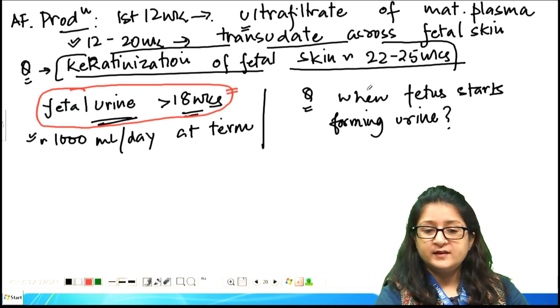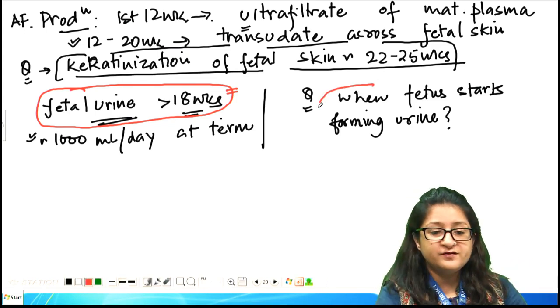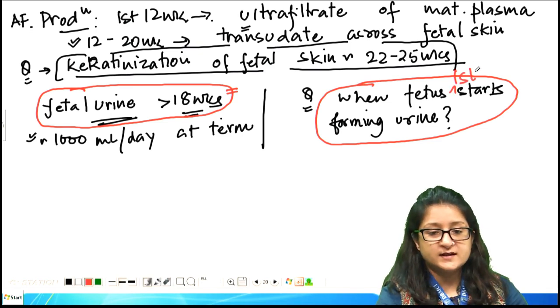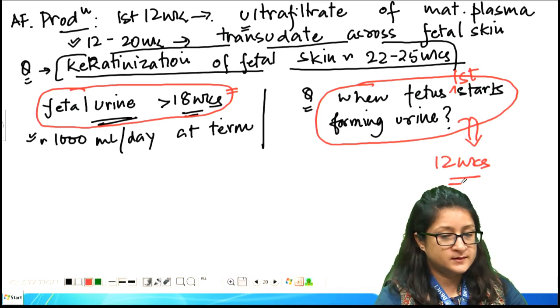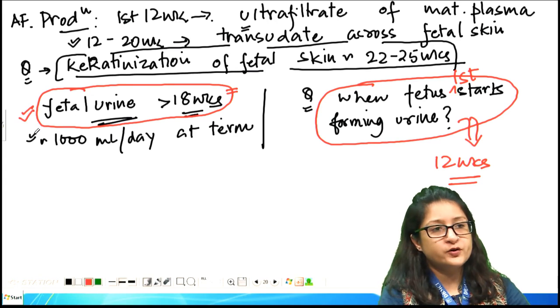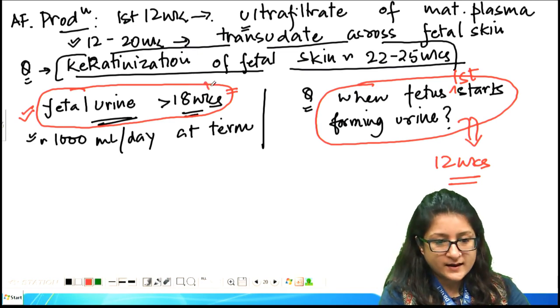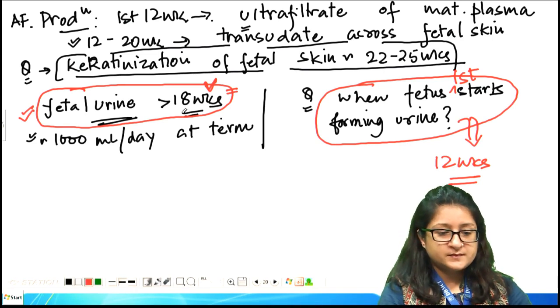But if they frame the question in a different way, asking when the fetus first starts forming urine, then the answer to that question is 12 weeks. But if they ask when fetal urine significantly starts contributing to amniotic fluid, then the answer is beyond 18 weeks. So this is one important thing.